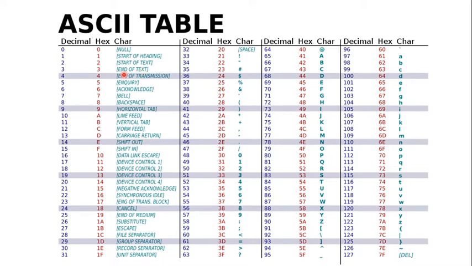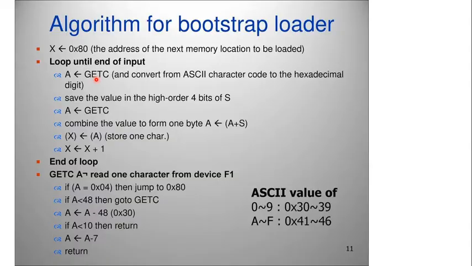Here you can observe this is the end of text, or you can say the end of transmission. So the hexadecimal or the decimal value related to the ASCII character end of transmission is 4. So we need to make sure whether it is the end of transmission or not. If it is the end of transmission, definitely you need to jump back to the address 80 for starting the execution. If not, you need to process it, making sure whether it is less than 48.